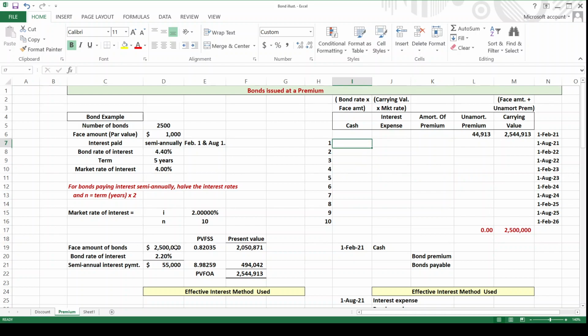All right, let's fill in the chart. Let's do the same thing we did last time. The cash is this number here, 55,000. I'm going to freeze that again. A little dollar sign there.